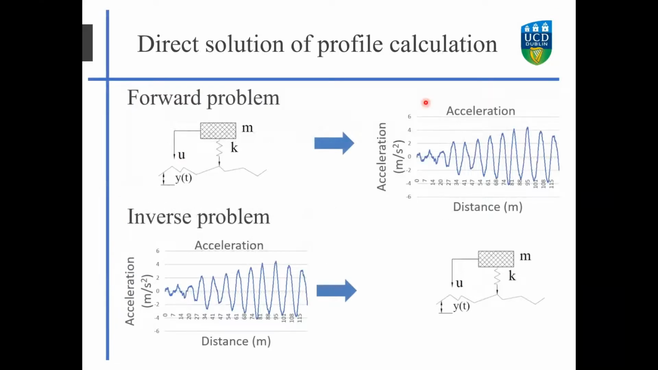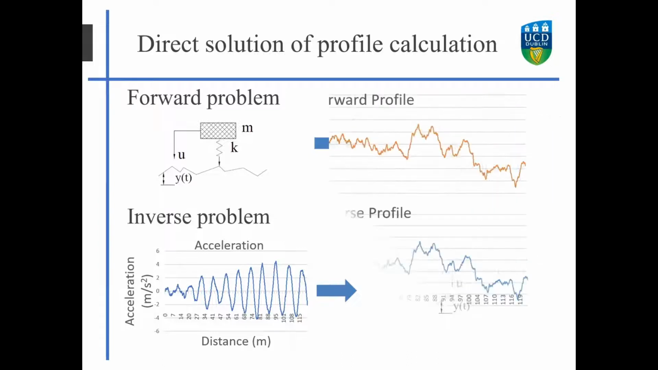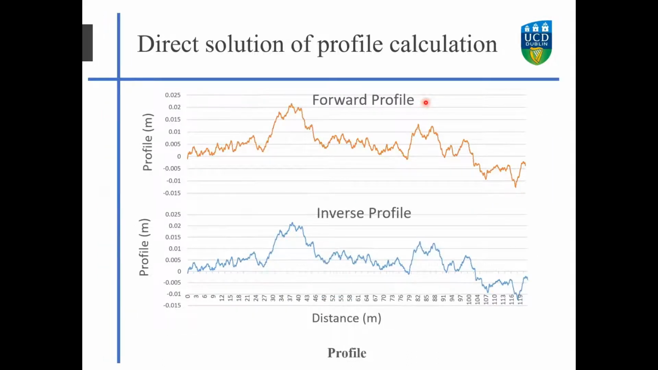There are two problems in my calculation, the forward problem and inverse problem. For the forward problem, we know the vehicle properties and the profile to calculate the accelerations of the vehicle. For the inverse problem, we know the accelerations and use these accelerations to back calculate the profile. So I used the measured accelerations from the forward problem to back calculate the profile. The result is shown in this figure. We can see that the calculated profile, the blue one, is the same as the true profile.